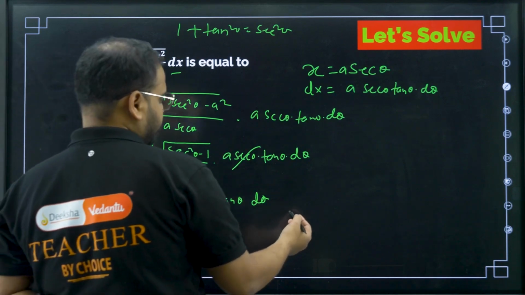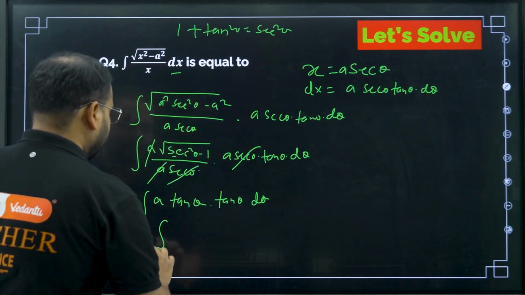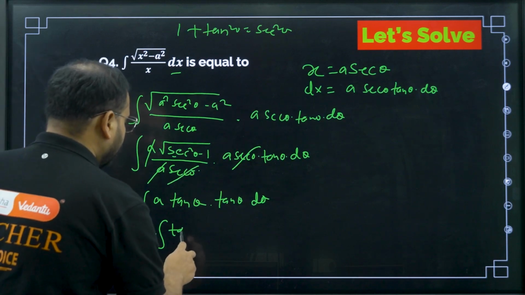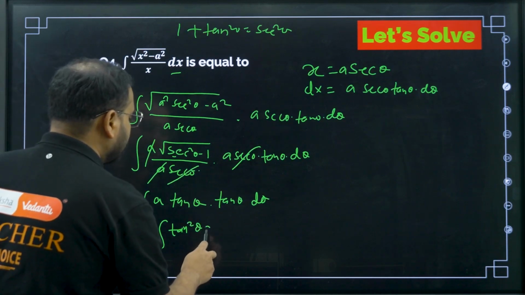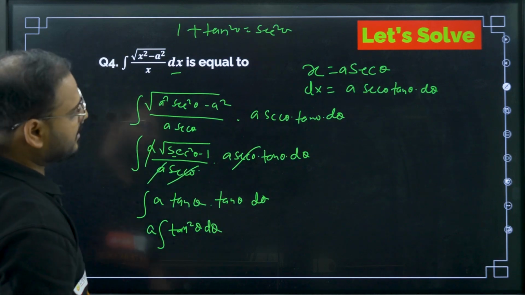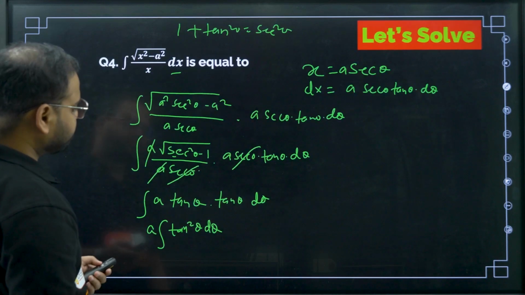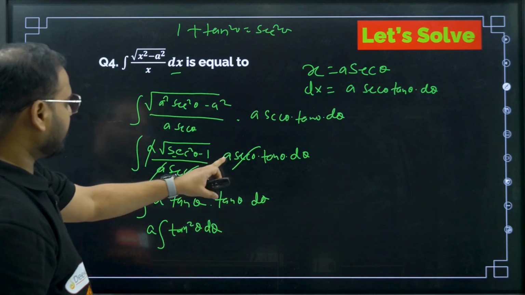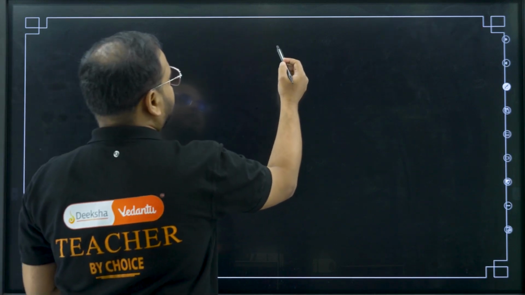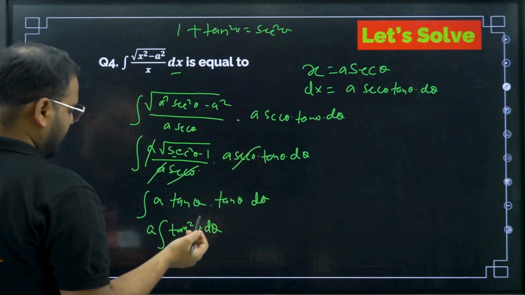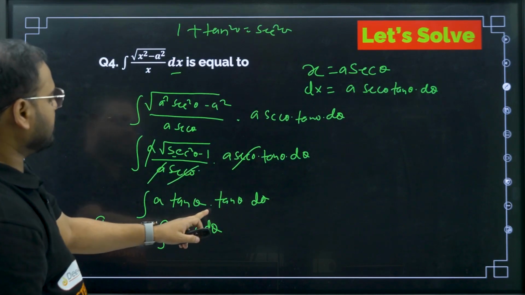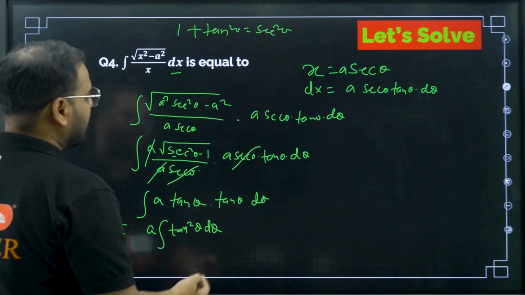So have a look. I can write this as integration of a, which is the constant outside, tan square theta d theta. What is this? Please check. So my final answer over here has become a tan square theta d theta. Anything else left? Anything I'm missing? A tan square theta d theta. Okay, so I can move to this.